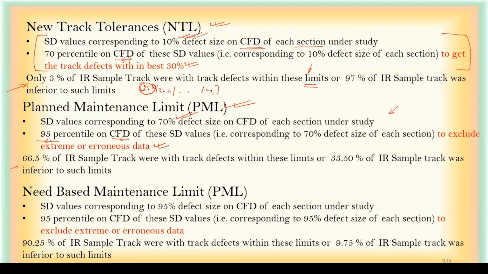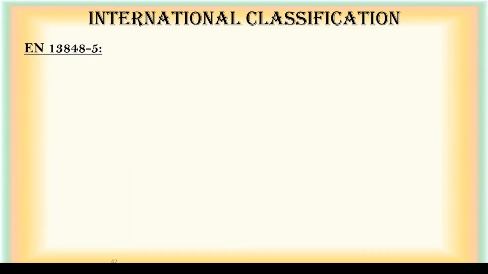जो लिमिट हमने सेट किया PML में, if I have said a tolerance defect of 2 mm, so we can say that this 2 mm defect is prevailing in 66.5% of the Indian railways. Then need based के लिए accordingly this 70% become 95%, and roughly we can say that more than 90% of Indian railway track were with these defects. ठीक है? So this was basic how NTL, PML and NBML has been arrived.